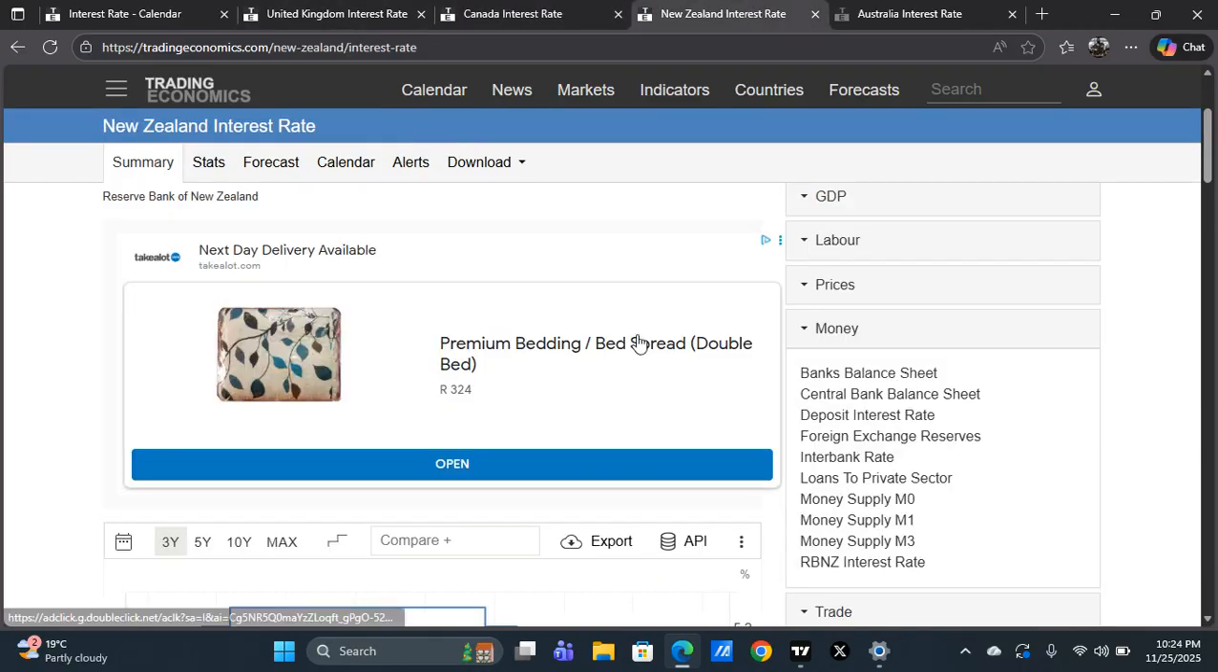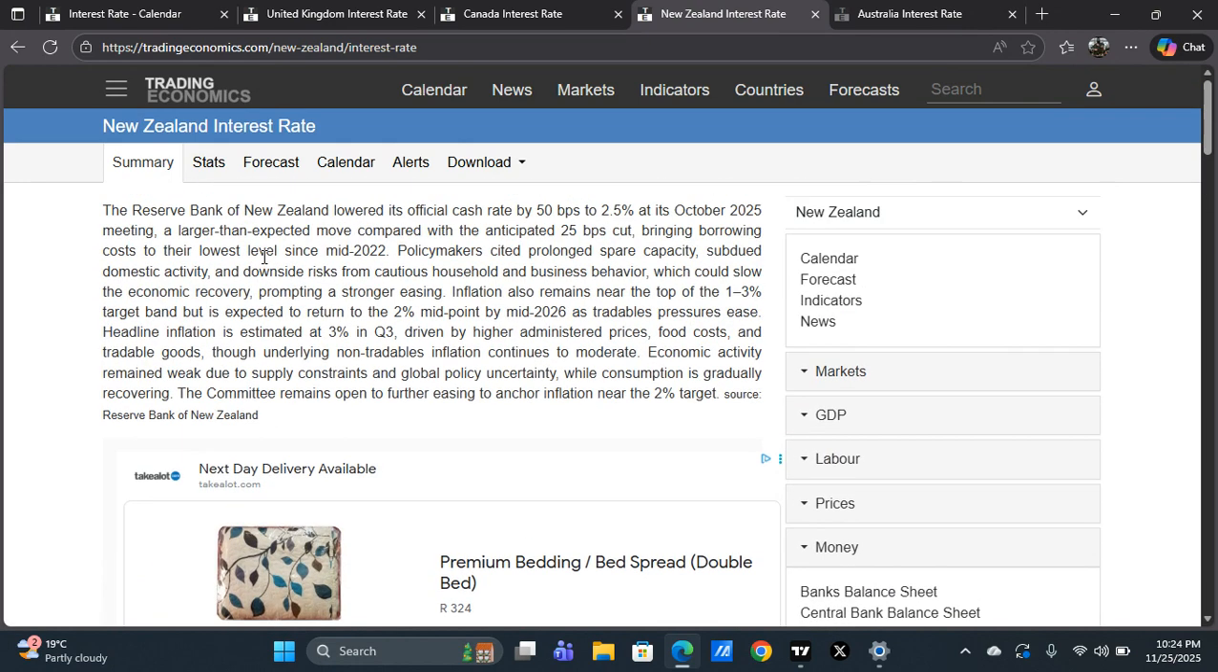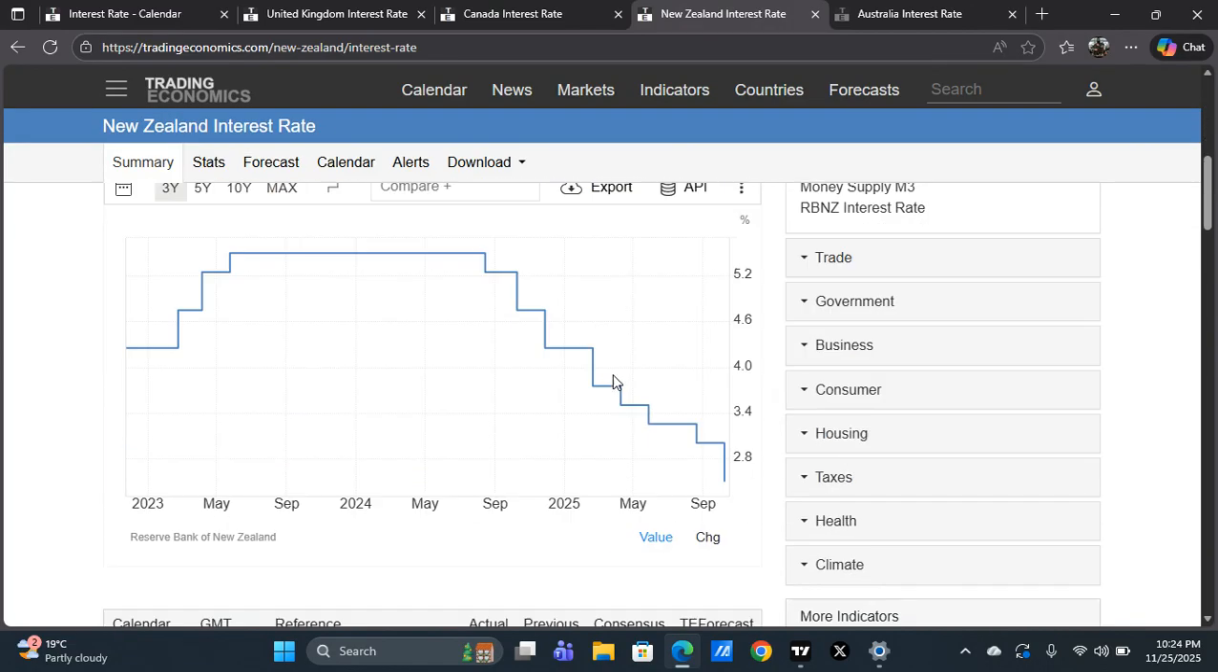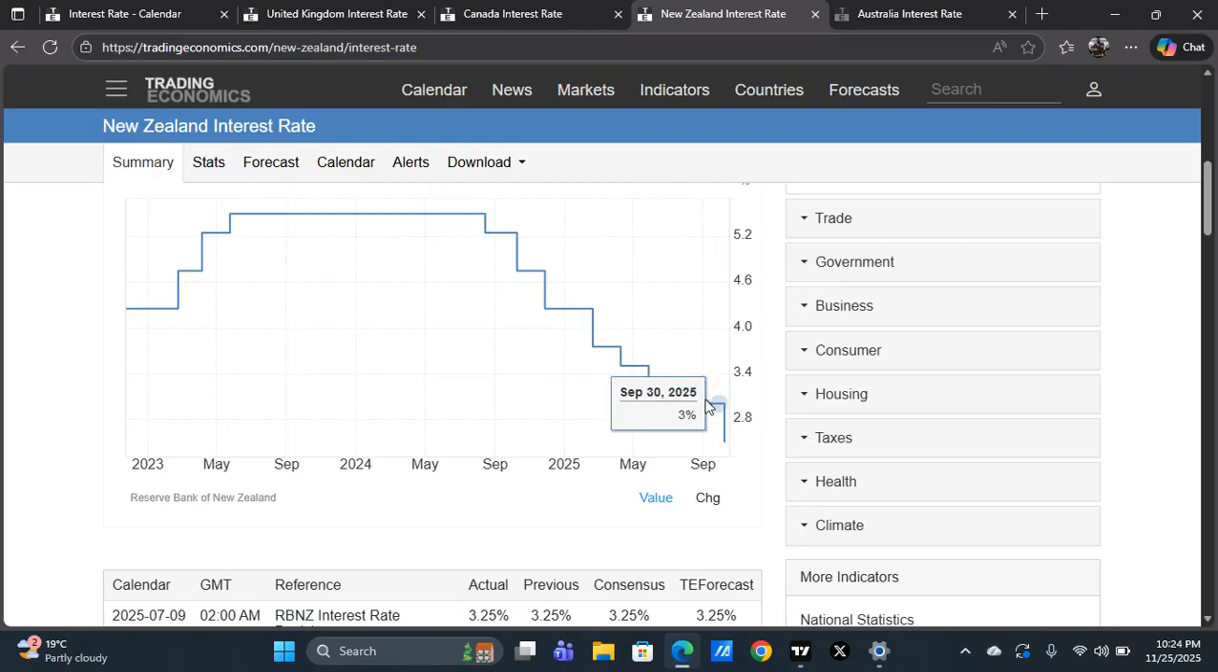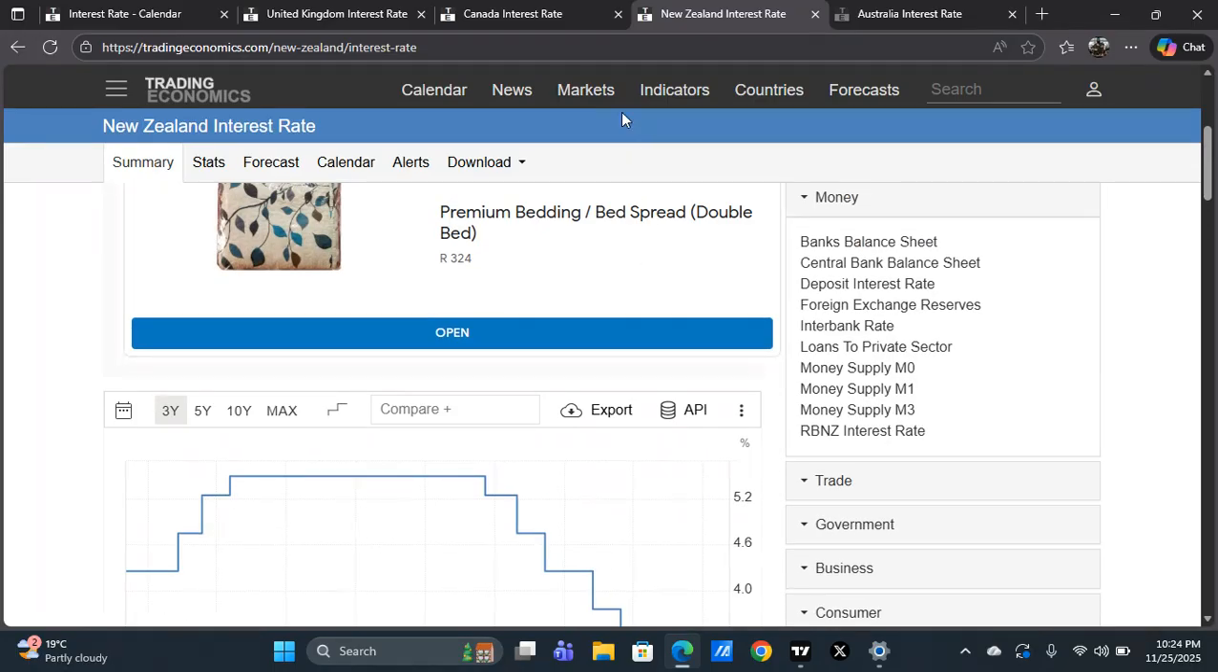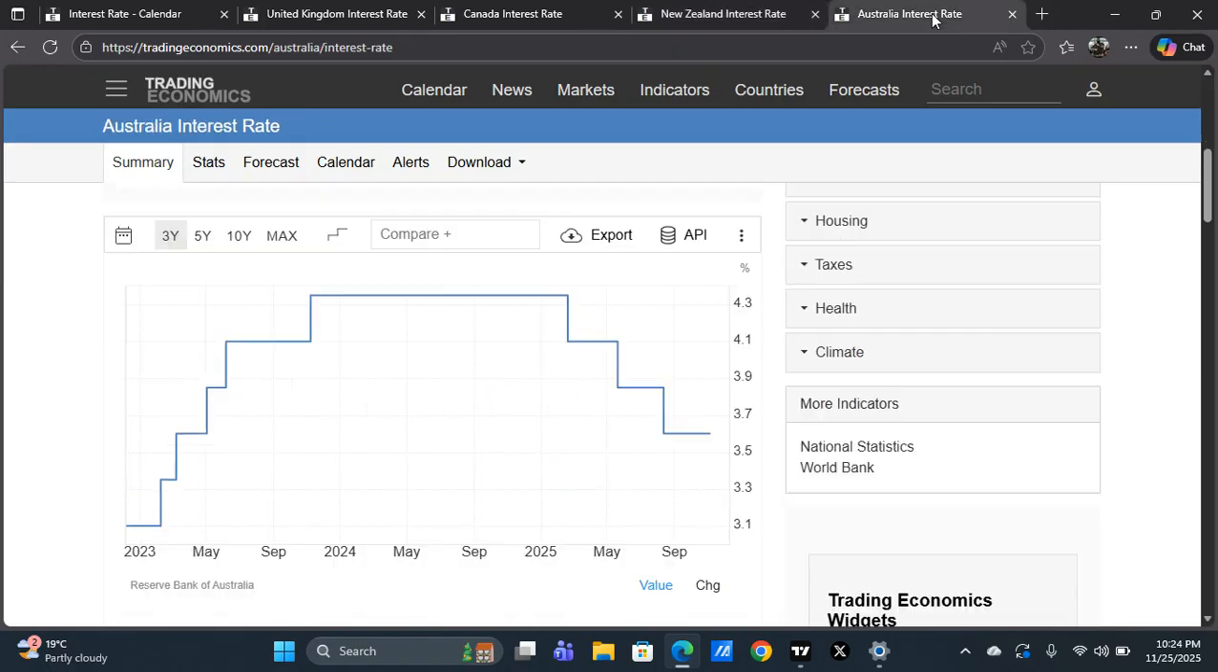And let's look at New Zealand. Here they say the Reserve Bank of New Zealand lowered its official interest rates by 50 basis points. Now, 50 basis points is a little bit aggressive. Normally, they take 25 basis points. So here they cut by 50 basis points. That means they're aggressive, so this currency is best for sales.